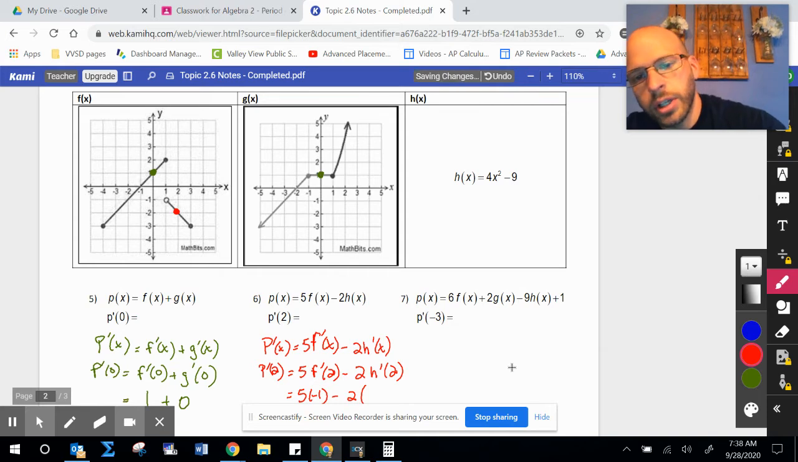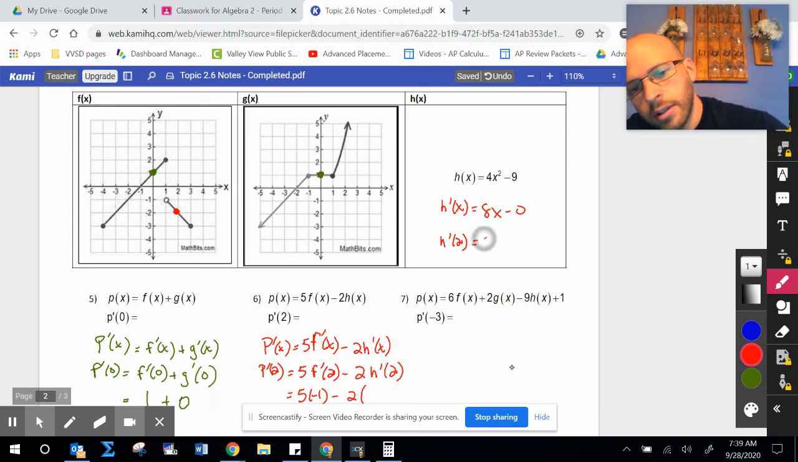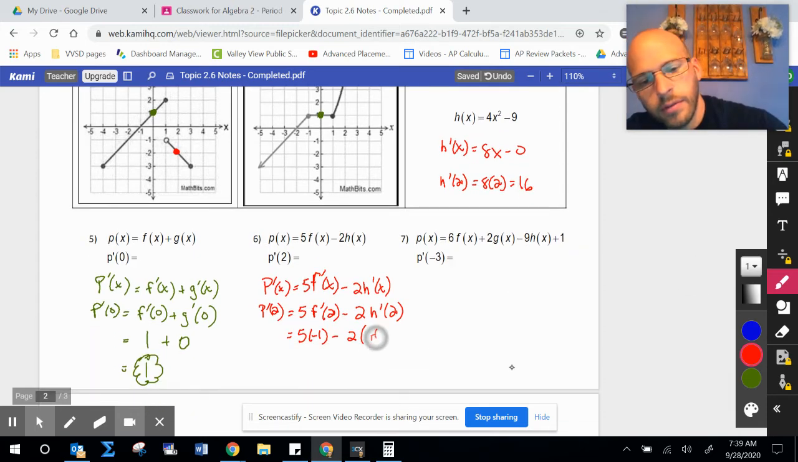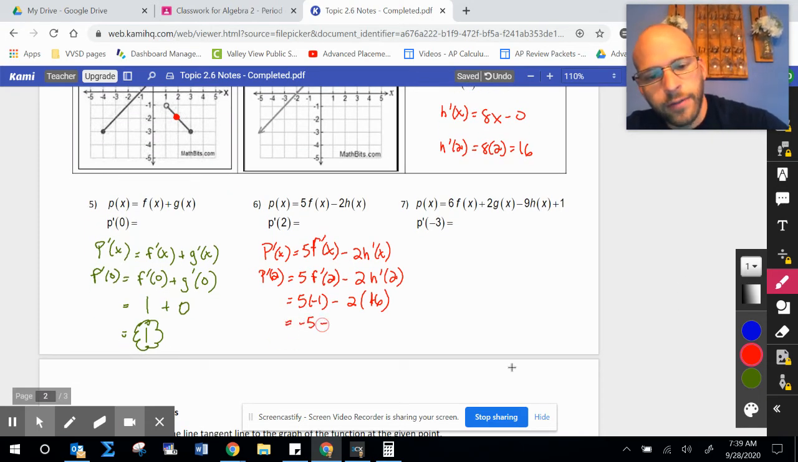Well, that's just this piece over here. So let's figure out what h prime is. It's going to be an 8x minus 0 because 9's constant. If I plug in 2 into this, I'm going to get 8 times 2, which is 16. So let's finish it off. I get a negative 5 minus 32, which gives me a negative 37.